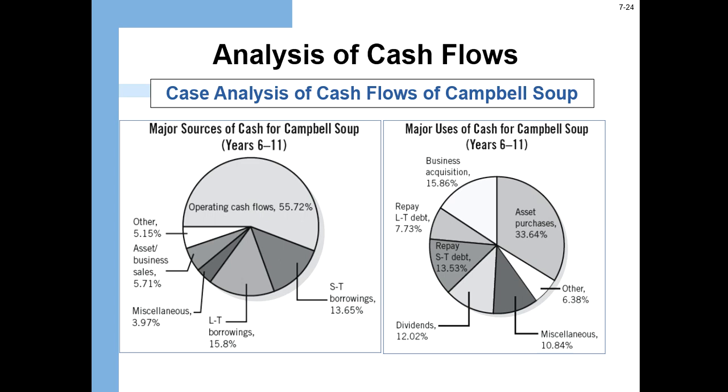And we have the uses of asset. Okay, so we receive these assets from this part, and how those have been used over here. 16% for business activities, 8% for paying back the long-term debt, 13.5% to pay back short-term debt, 12% of this cash went to dividends, and also miscellaneous infrequent events, okay, 11% of this cash went to infrequent, miscellaneous events.